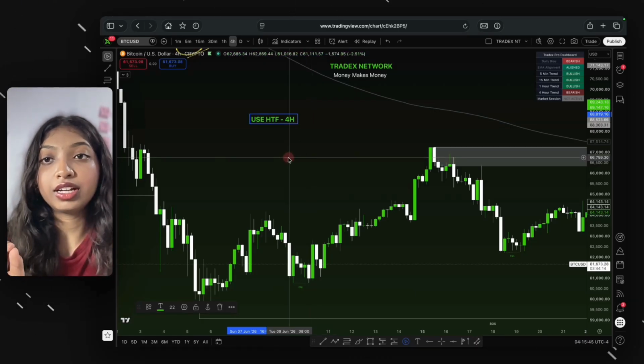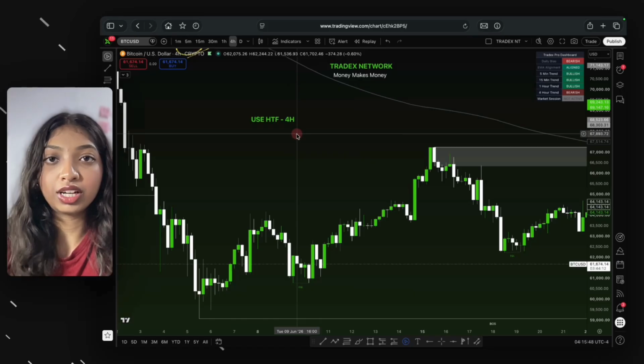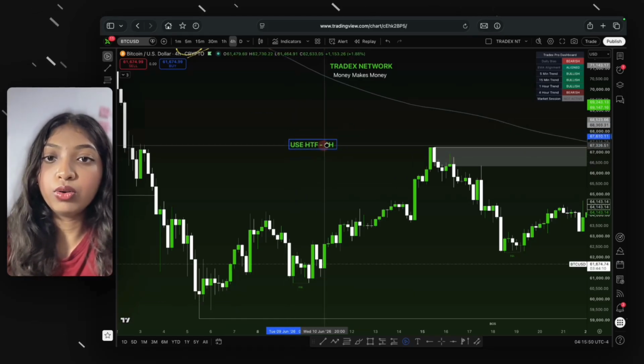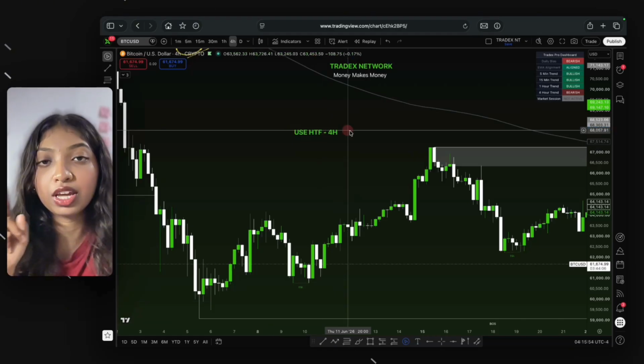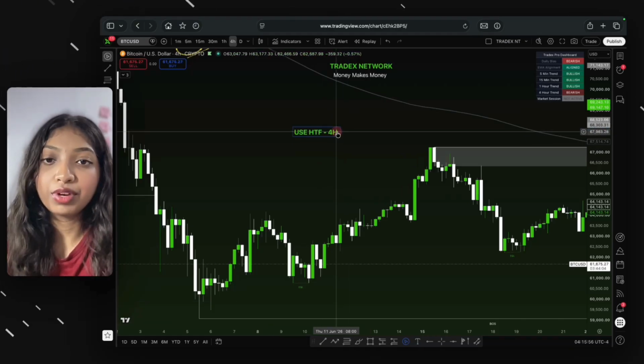So when I draw trend lines, when I swing trade, I draw trend lines on the weekly time frame. When I day trade, trend lines can be drawn on the 4-hour time frame or the 1-hour time frame. But to get more accurate data, the 4-hour time frame is the go-to.